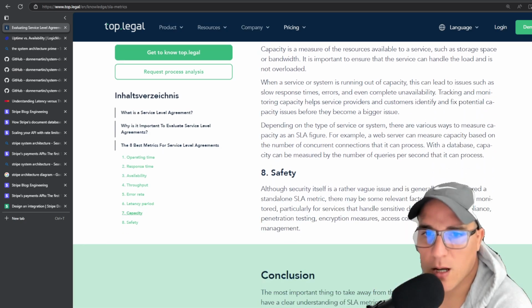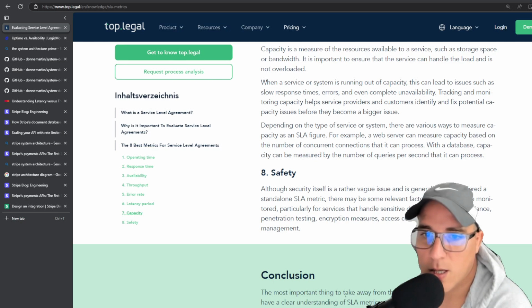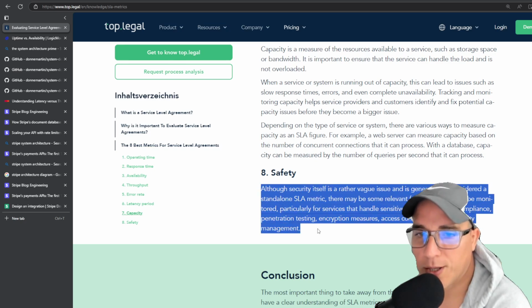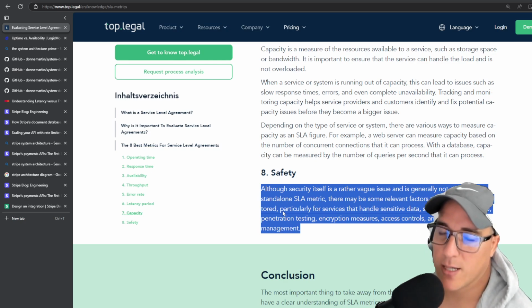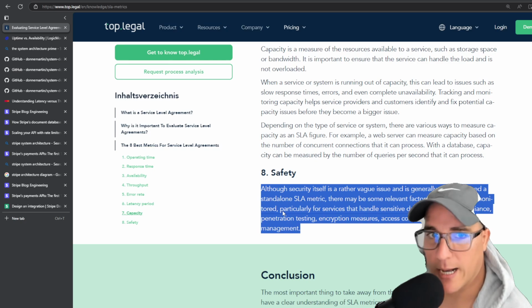Okay. Safety. Although security itself is a rather big issue and is generally not considered in the standard SLA metrics, there may be some relevant factors that need to be monitored, particularly for services that handle sensitive data such as PCI compliance, penetration testing, encryption measures, access control, and vulnerability management. To be honest with you, I think this is a deeper topic. I think this shouldn't be included in SLAs. In my opinion, we should have specific metrics for it, or we can call it a service level security agreement. I think we should have a different section for security.